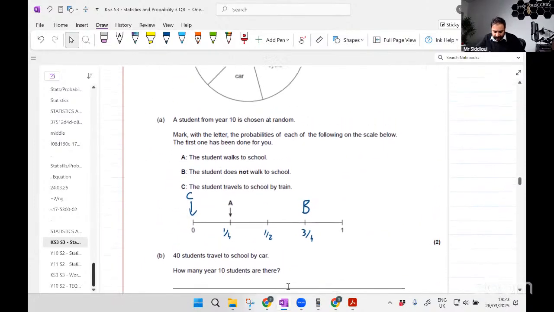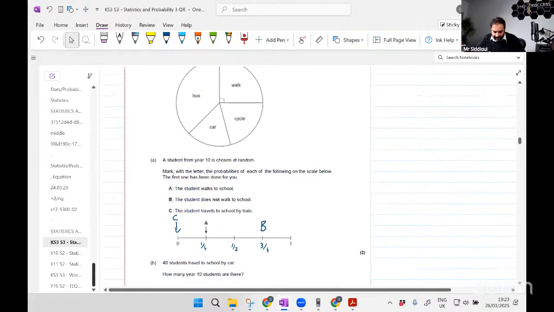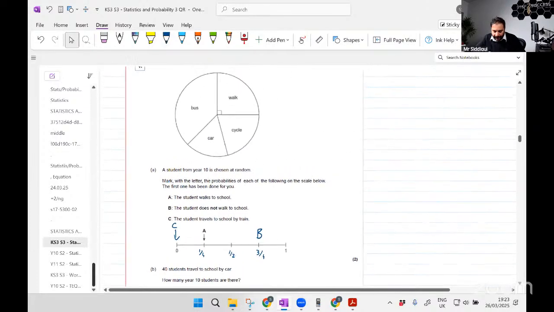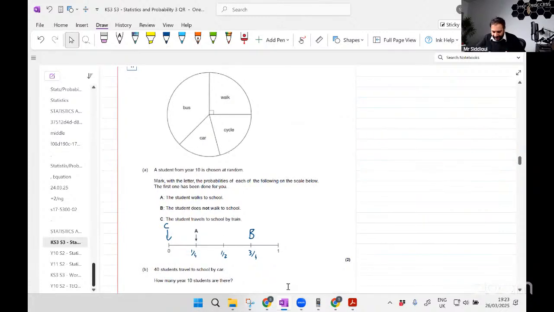40 students travel to school by car. How many year 10 students are there? I think it is almost impossible to do this without a protractor. So I think what you have to do is measure this angle here with a protractor. Let me see if the mark scheme tells me anything.